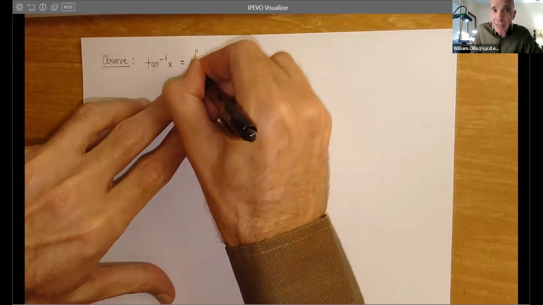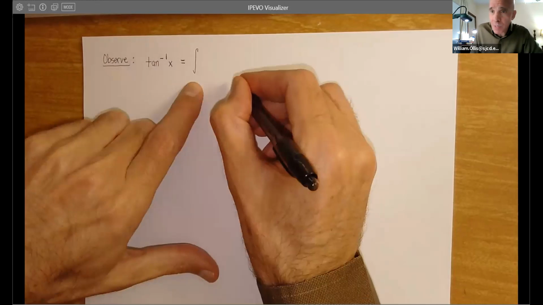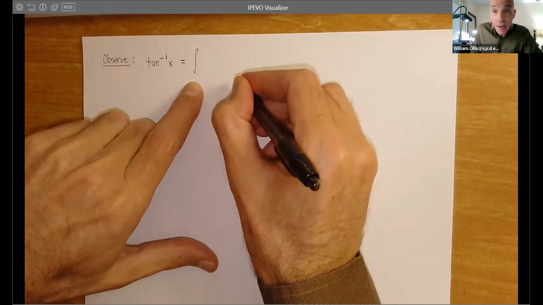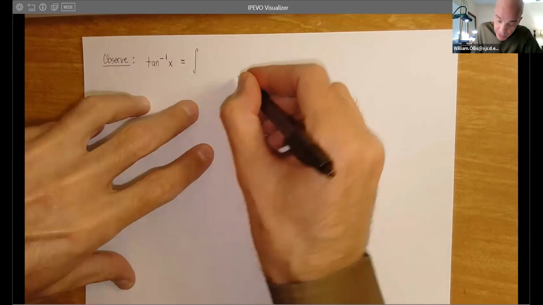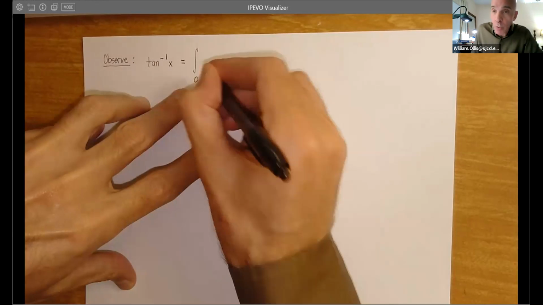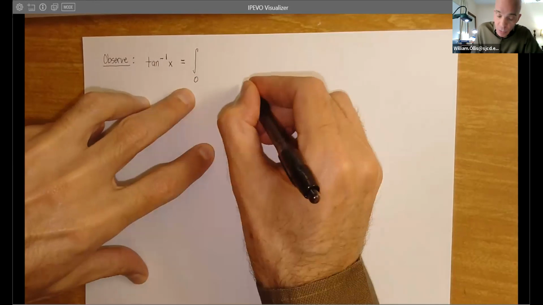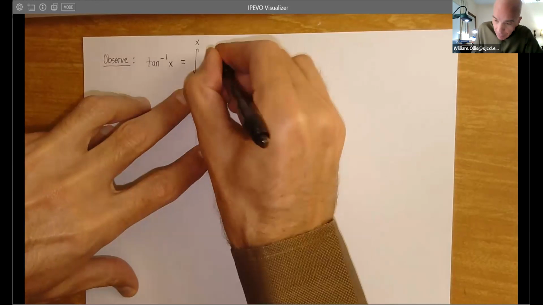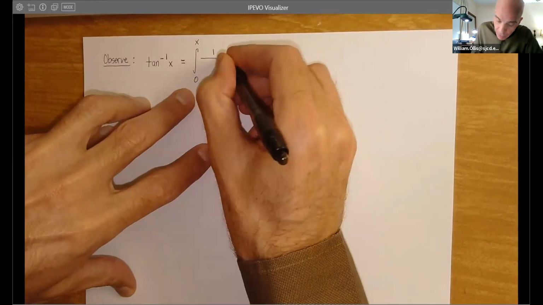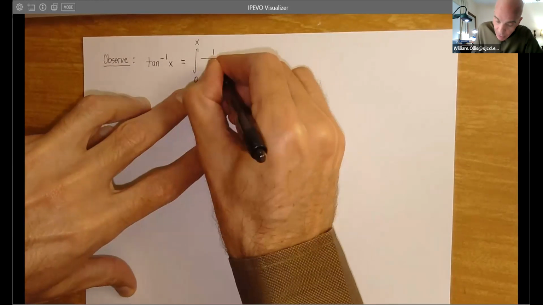Now, normally, like I said, I would choose an x sub 0, but I'm going to be clever and pick something that will give us a constant zero. So this is a zero here. We know inverse tangent of zero is zero, so it's the integral from 0 to x of 1 over 1 plus t squared dt.